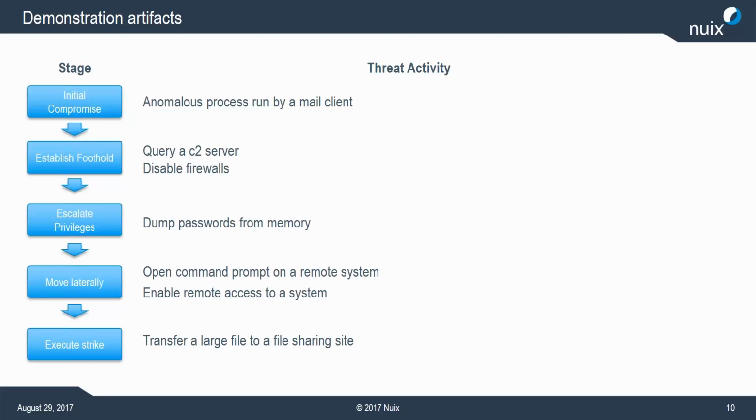For lateral movement, of course, there's so many ways to look at this. What we're going to focus on is opening a command prompt on a remote system, and then enabling remote access or RDP access to a system. And then finally, at the execute strike stage, we'll look at transfer of a large file to file sharing site.